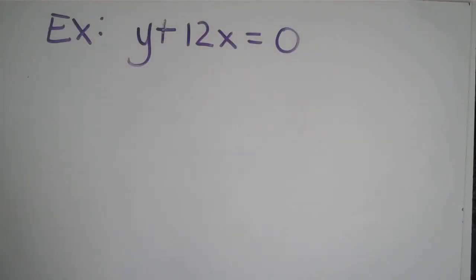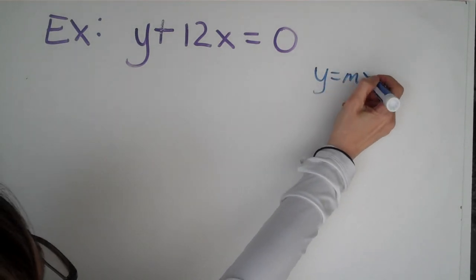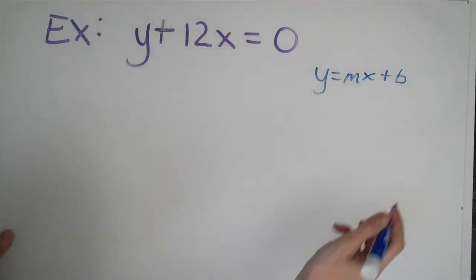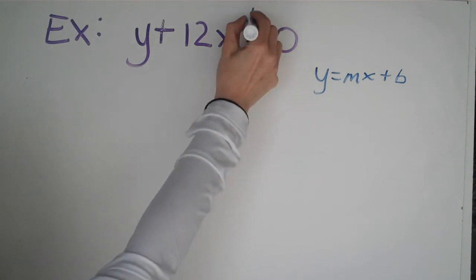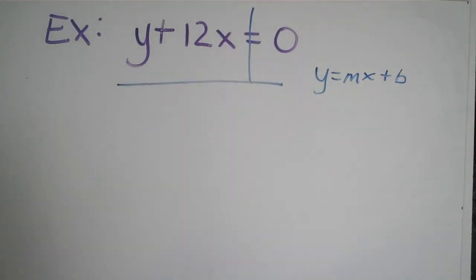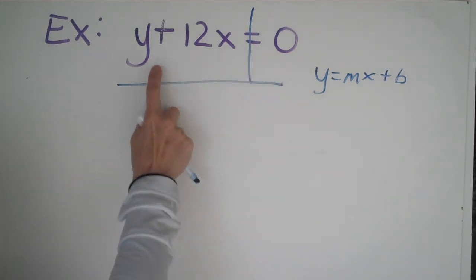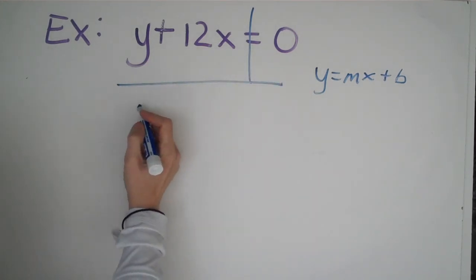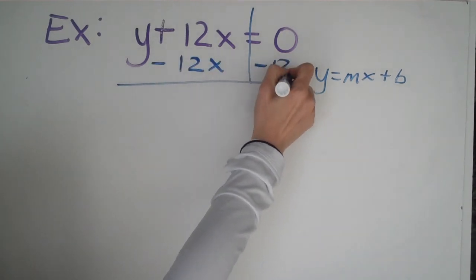Okay, we have a couple more examples. Here we go, y plus 12x equals 0. Again, we want it to be y equals mx plus b. So how are we going to get that? Well, this is pretty simple. If you set up your t like this, it's clear that this has to move to the other side, right? We want the y by itself. So we just move this by subtracting to the other side.